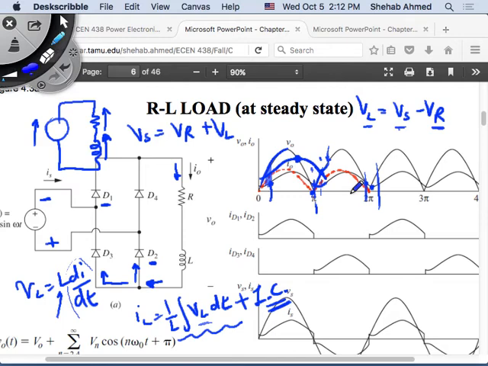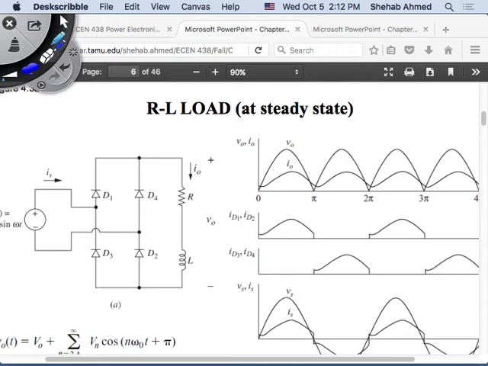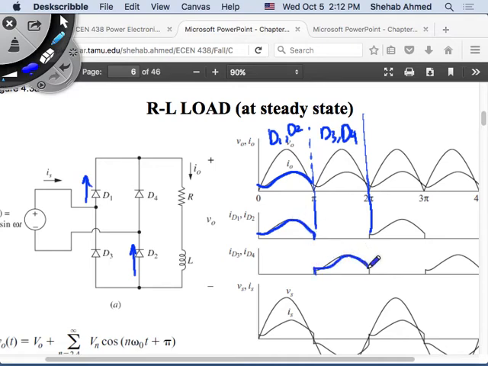Let me erase this stuff. So this is now my continuous current waveform. We said that in the positive half cycle, D1 and D2 were conducting, and then here, D3 and D4 were conducting. If I want to draw the current in diode 1 and diode 2, I take the current waveform only until pi. This is the current flowing in diode 1 and diode 2. This is the current flowing in diode 3 and diode 4.